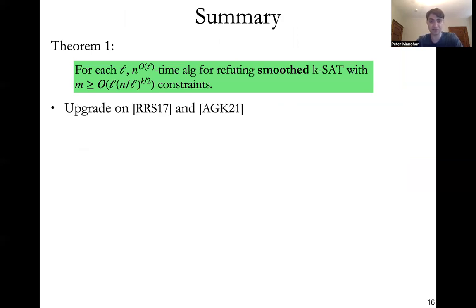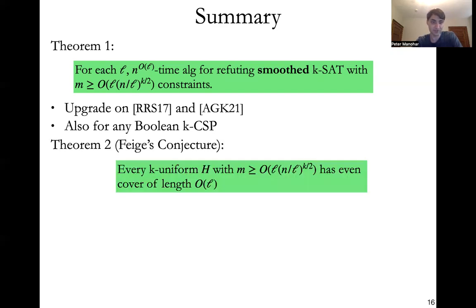So just to summarize, for the first theorem, we provide the refutation algorithm for smooth k-SAT. This upgrades RRS by extending their result from random instances to smooth, and it upgrades AGK by extending their result for semi-random to all l, and also getting it for smooth instances, not just semi-random. I should mention our theorem also holds for any Boolean k-CSP, not just k-SAT. In fact, pretty much all our theorems would extend to this case as well. The second theorem, we prove Feige's conjecture.